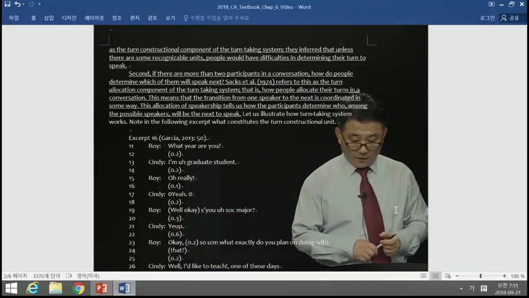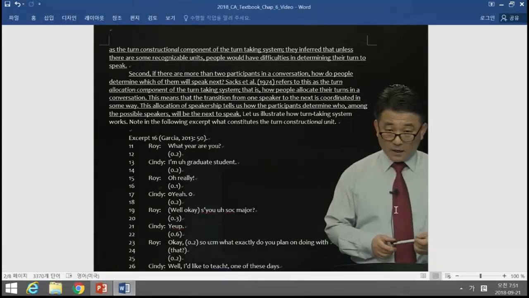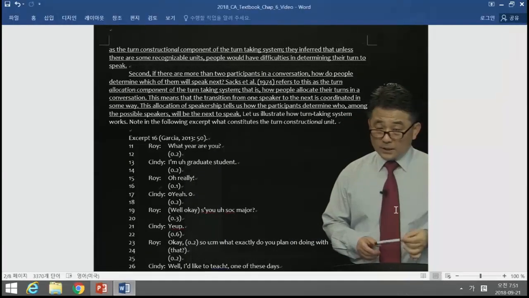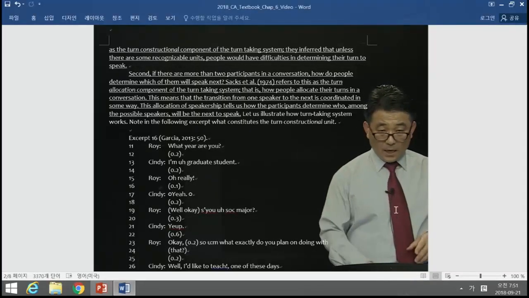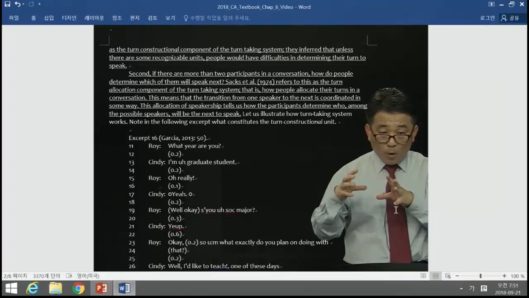The second issue: if there are more than two participants in a conversation, how do people determine which of them will speak next? The first one was about the component of a turn.